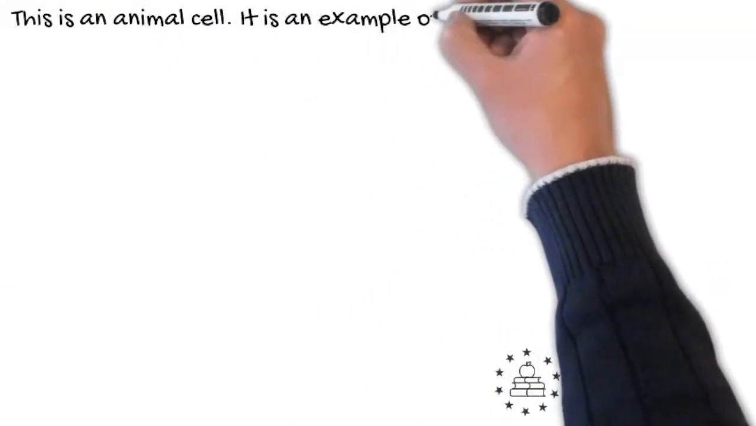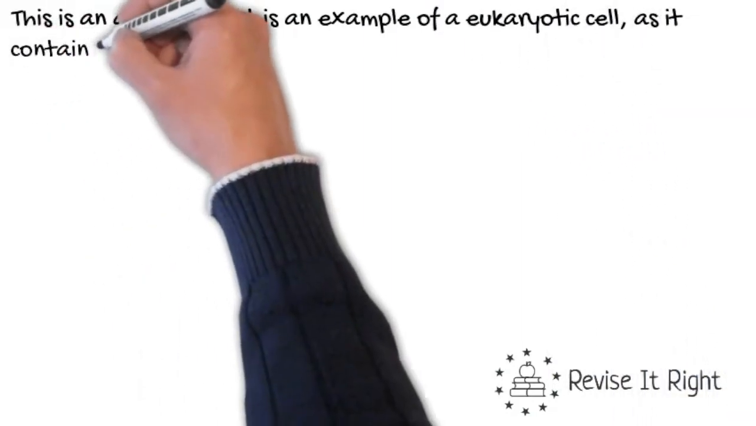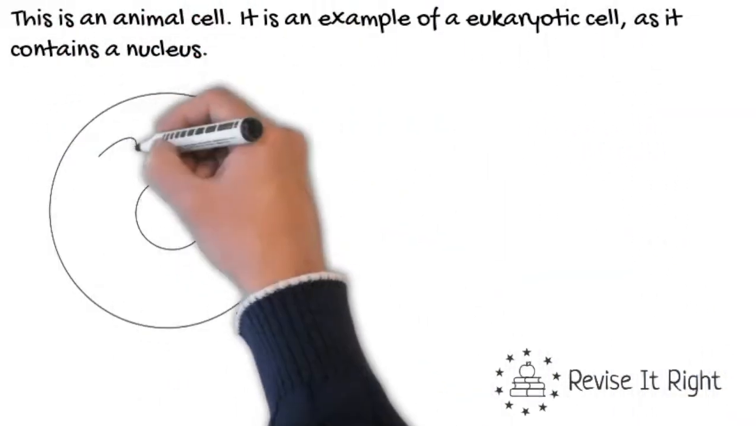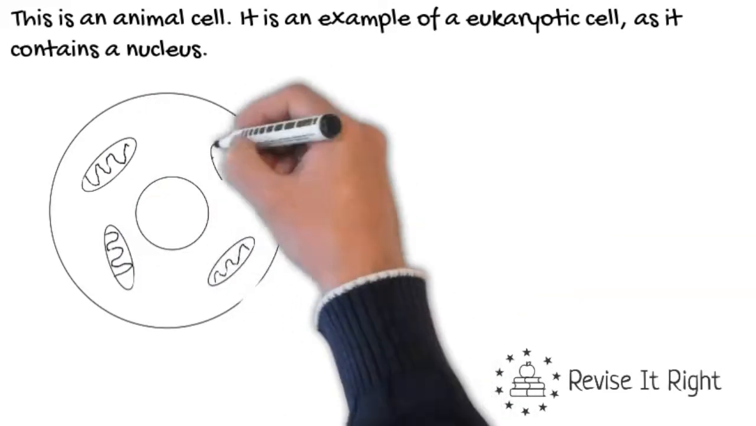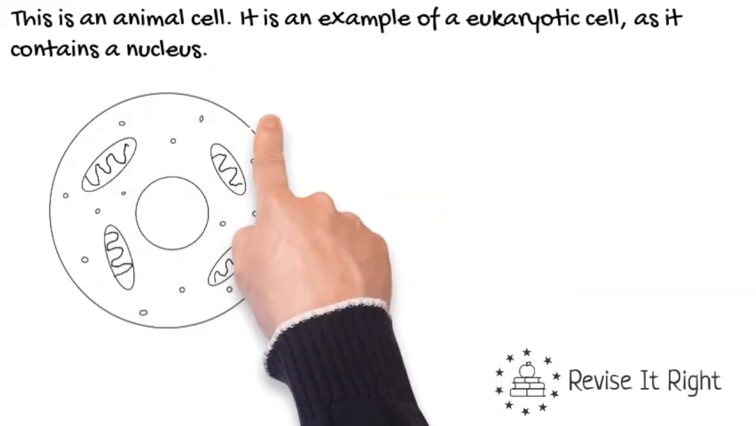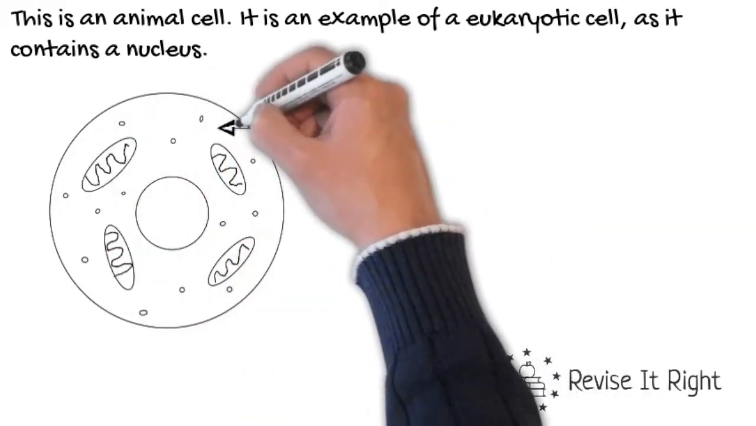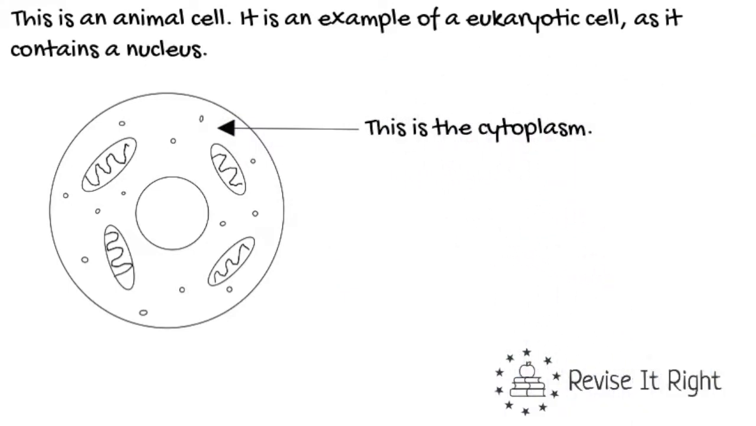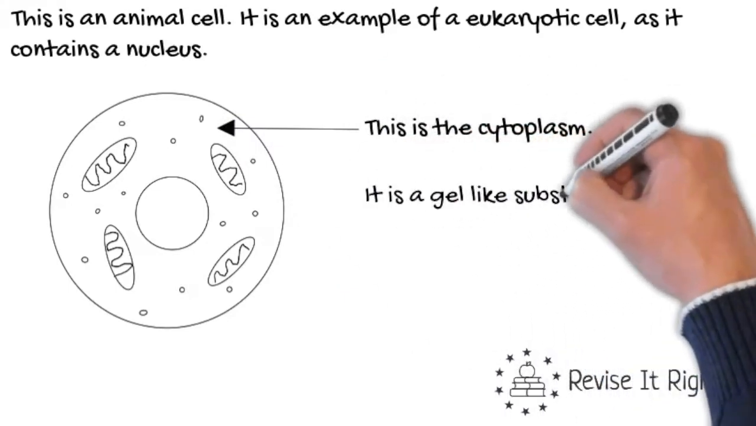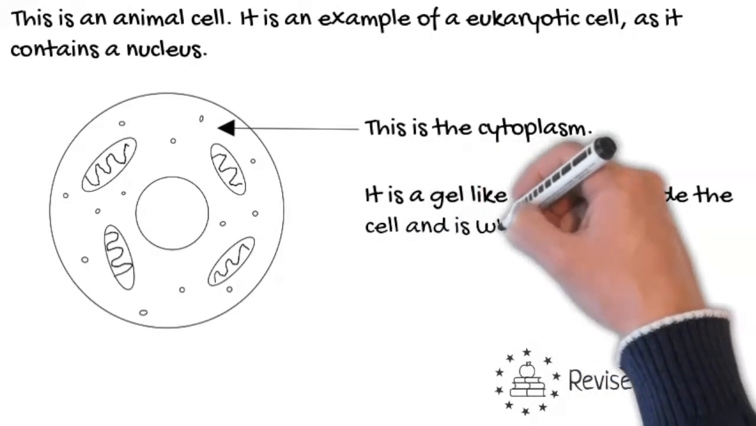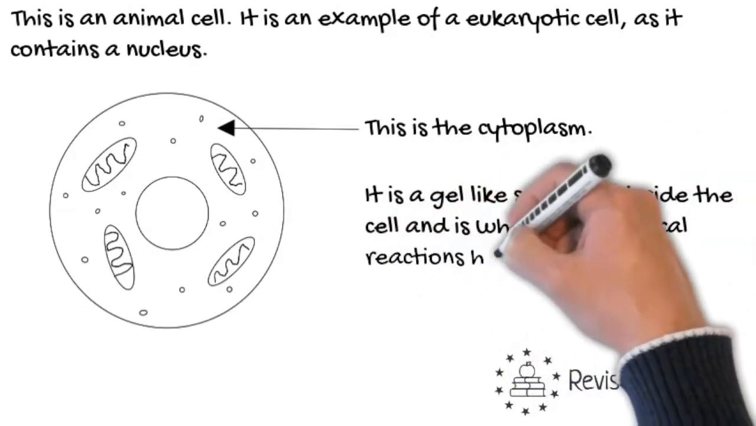Here we have an animal cell. It is an example of a eukaryotic cell as it contains a nucleus. Here we have the cytoplasm. It is a gel-like substance inside the cell, and it is where the chemical reactions happen.